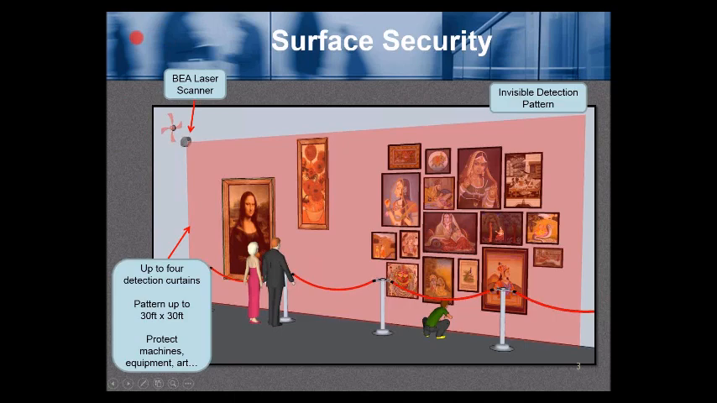Here's an example of surface security. Up here is the BEA laser scanner. It emits an invisible detection pattern, up to 4 detection curtains. The pattern can be up to 30 by 30 feet, 30 feet wide, 30 feet high. It can protect machines, equipment, and in this example, art, where we've got 2 individuals viewing the art on the wall. It looks like one individual down here would penetrate the surface security and perhaps cause an alarm.